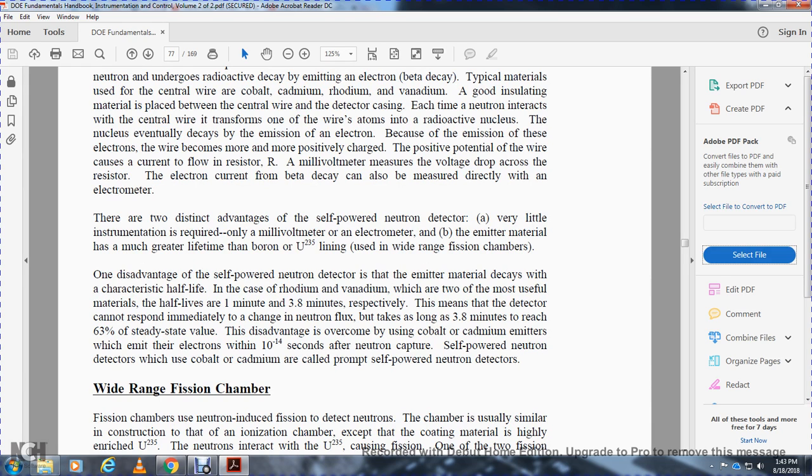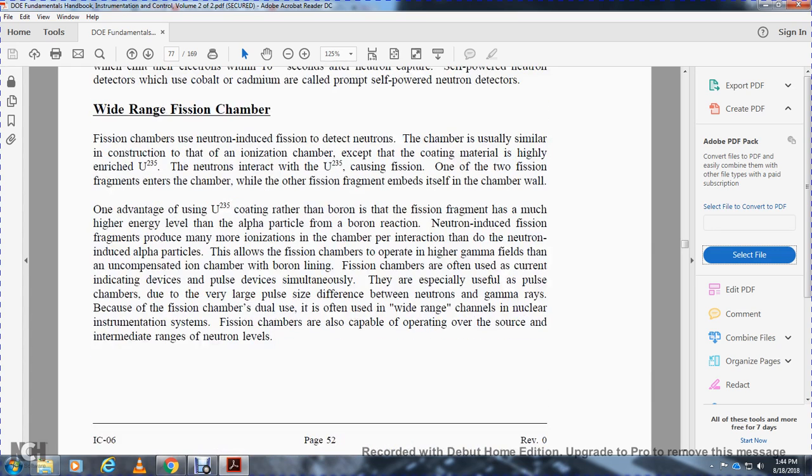The disadvantage occurs in overcoming the cobalt and cadmium emitter, which emit electrons with a 10 to the negative 14th second delay, with the neutron capture self-powered neutron detectors. Cobalt and cadmium are called the problem self-powered neutron detectors. All right, the wide-range fission chamber.